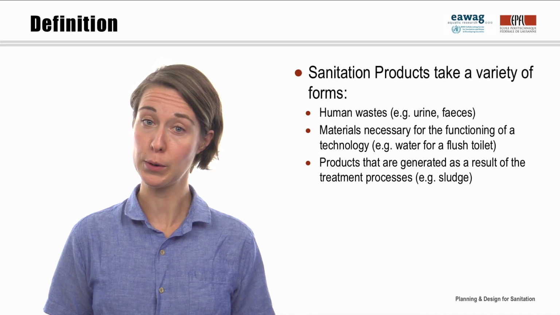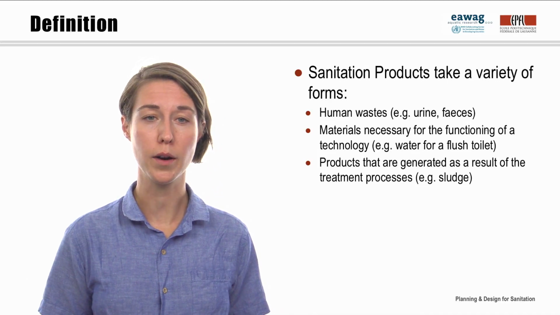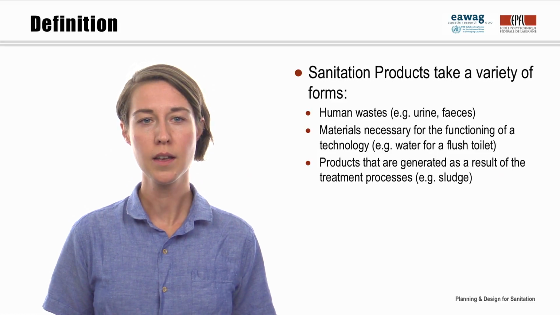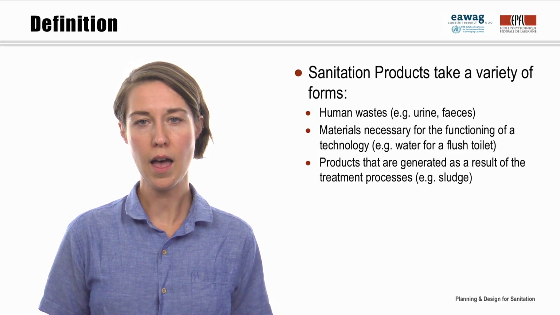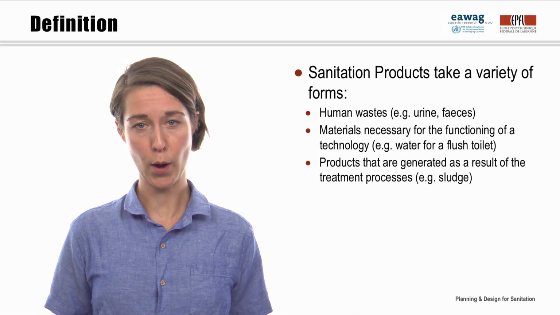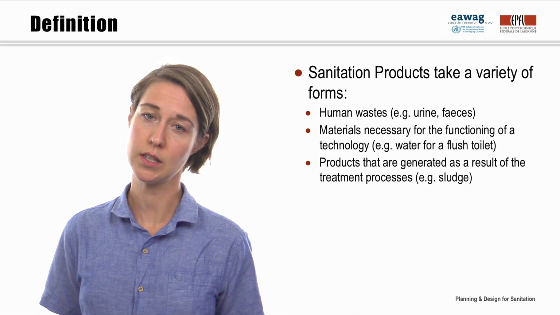Flush water, for example. You can't have a sewer system without water to transport the urine and feces, and in many dry cities around the world, there is simply no flush water, and therefore you would need to consider a different form of transport.